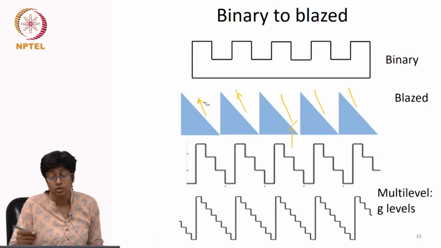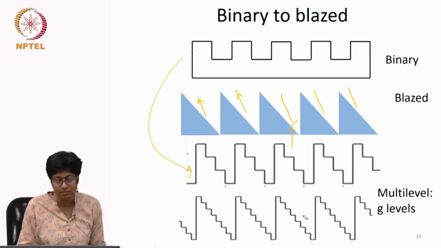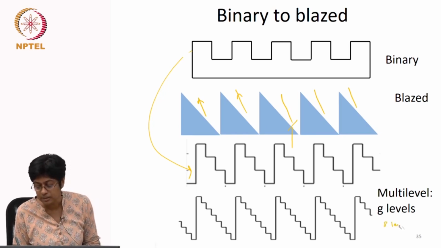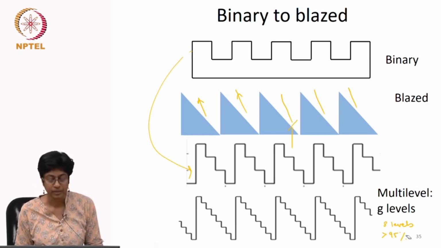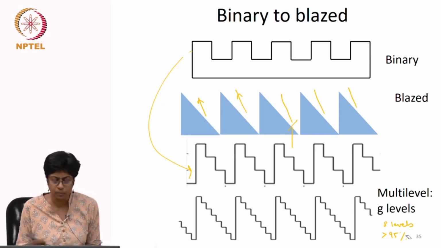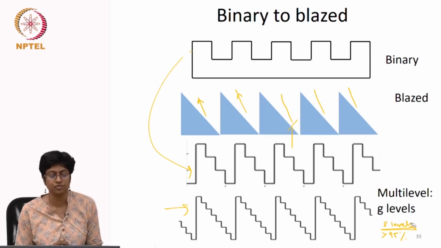I could otherwise convert this to a structure with multi-levels like this, and it turns out if you have 8 levels and above, you can have much greater than 95% efficiency, right? So these are some ways of making a binary element more efficient, but of course there are limitations. You might think, well, I should always do this, but it becomes difficult in terms of fabrication.